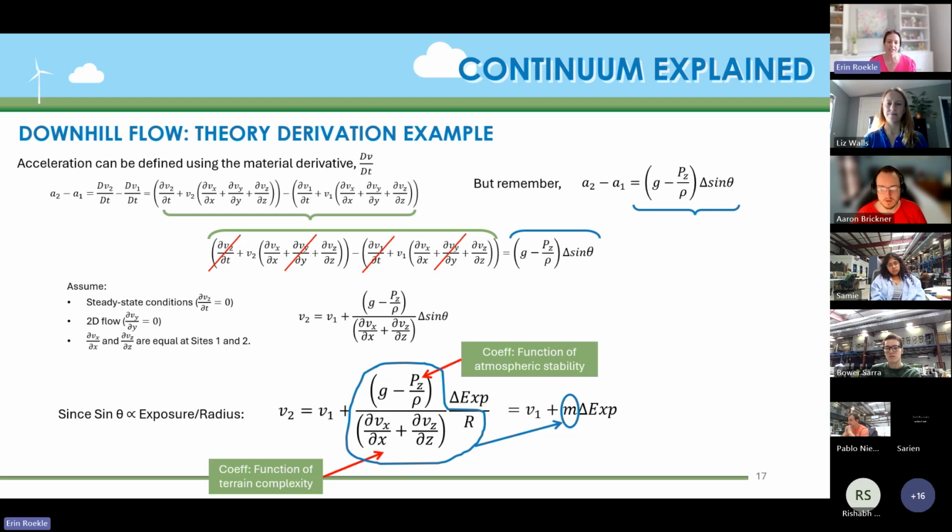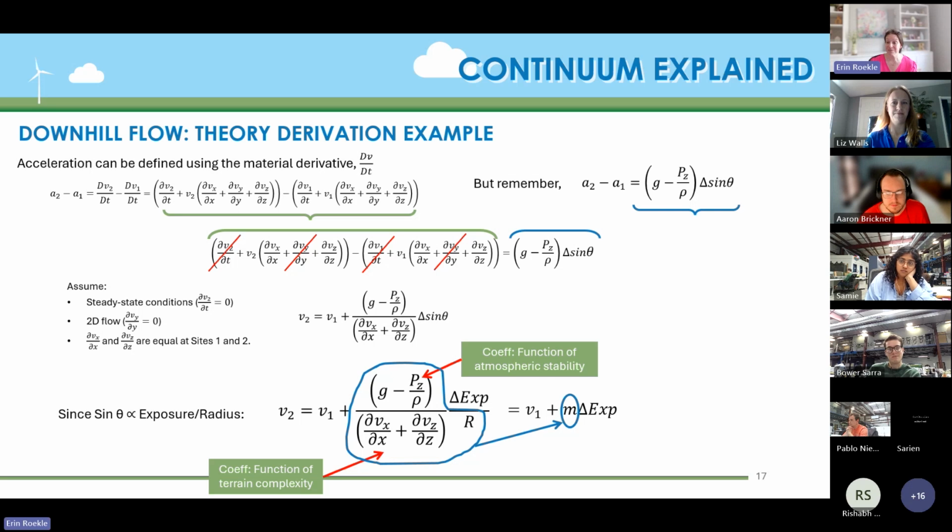So we take all of those things that aren't in the change of exposure, and we're just going to package it all into one coefficient for our downhill flow. So everything just gets jammed into one value or one variable, and that variable is calculated. It's going to be site specific, and it's one of the cool things about Continuum is how it's calculated. We'll get there. We're not going to talk about it right now, but in one of the later sessions, we'll talk about how we are actually calculating this coefficient.